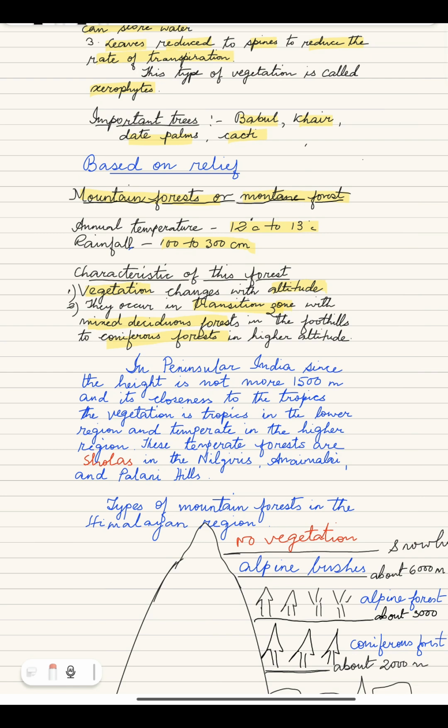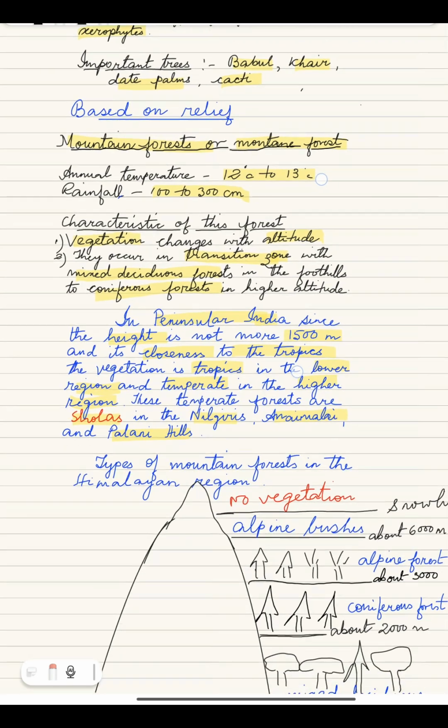But when we go to peninsular India, now peninsular India, you know, the height is not more than 1500 meters. Moreover, peninsular India is close to the tropics. Therefore, vegetation in this region, it is tropics in the lower region and temperate in the higher region. Therefore, these temperate forests, they are known as sholas in Nilgiri Hills, Anamalai Hills and Palni Hills.